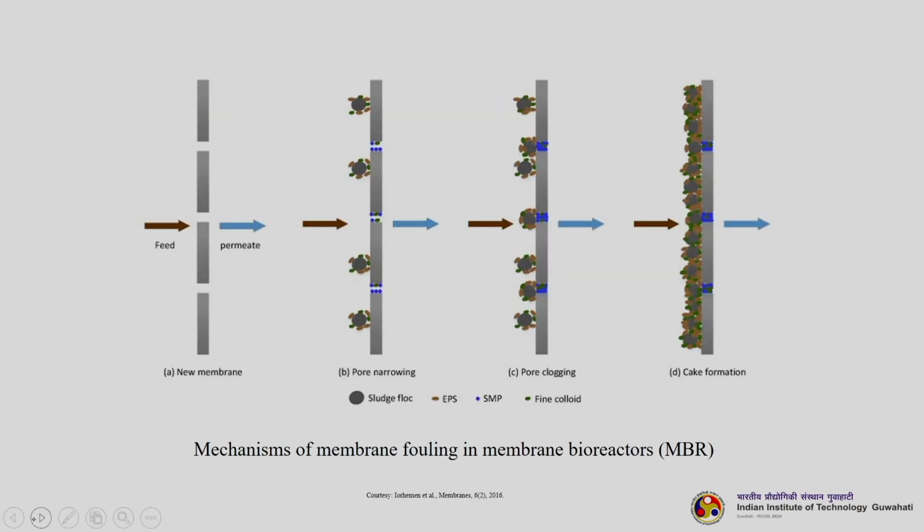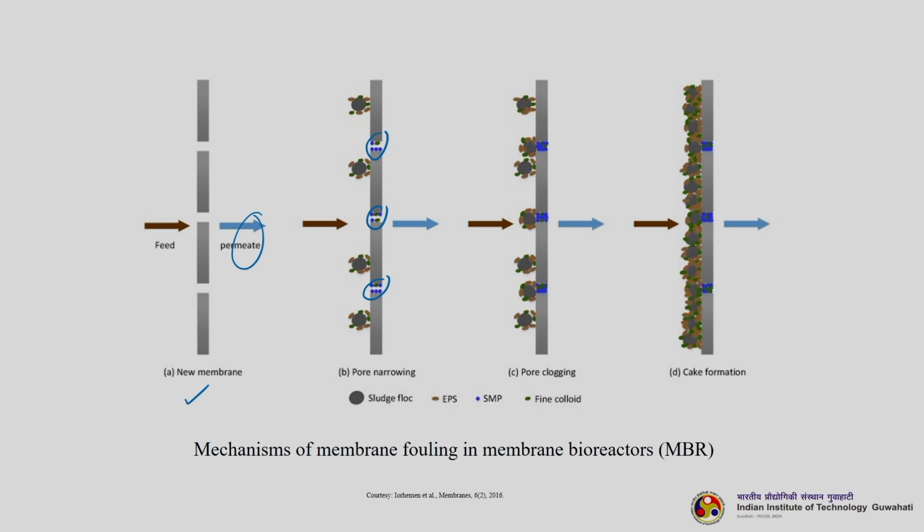Now, we will just see how this fouling business is actually happening. So, this is the mechanism of membrane fouling in membrane bioreactors. You can see this is the new membrane, no fouling. So, you will get the cleanest of water, the flux will be very good. Once the operation started continuing, you see that pore narrowing started. That means the particles started getting deposited inside the pores. And the solids started depositing on the membrane surface, in the form of flocs.